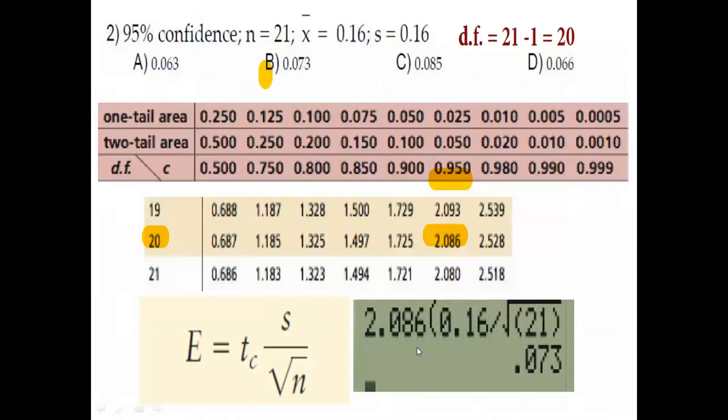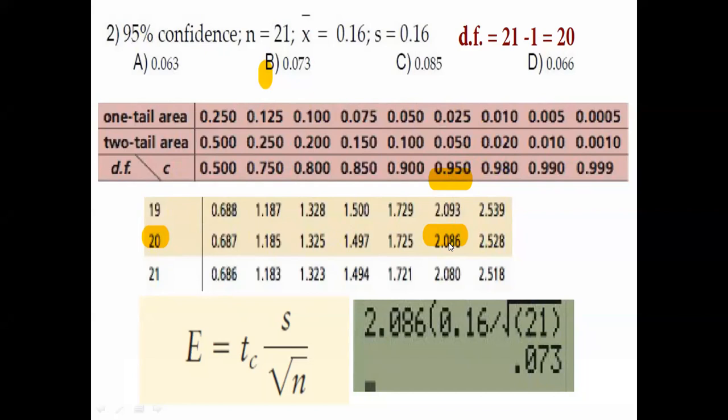So in this first problem, I tell you that n is 21. I tell you what x bar is. Well, x bar plays no part in finding the error, okay? But I do give you what s is. Well, if n is 21, then degrees of freedom is 21 subtract 1, which is 20. So on the left-hand edge, I find degrees of freedom 20. Now I'm looking for a 95% confidence level. Well, there's 95% there, 0.95. Where this column and this row meet, there is my t-score.